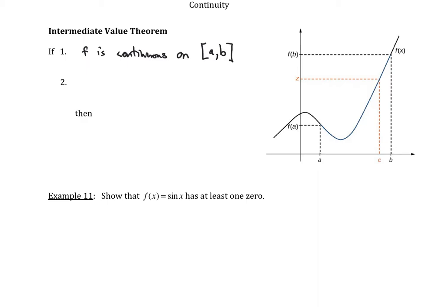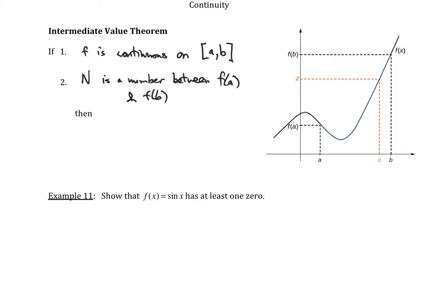So if you look at this picture, we have A, we have B, this is our curve f over here. And we can see that between A and B, our function here is continuous. We can draw it without lifting our pen off the paper. Okay. The second condition that we have is N is a number between f of A and f of B.